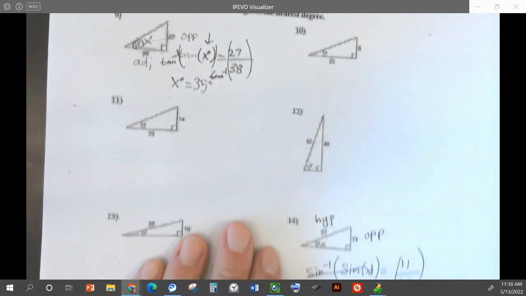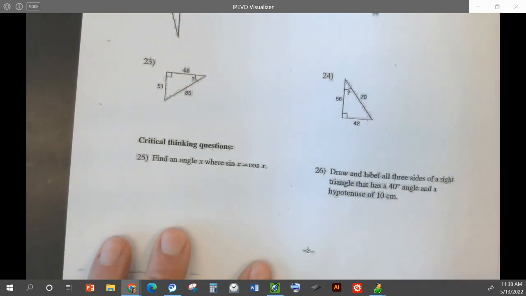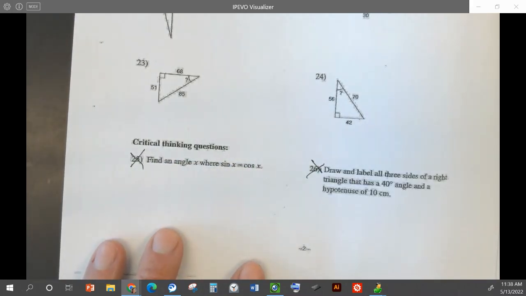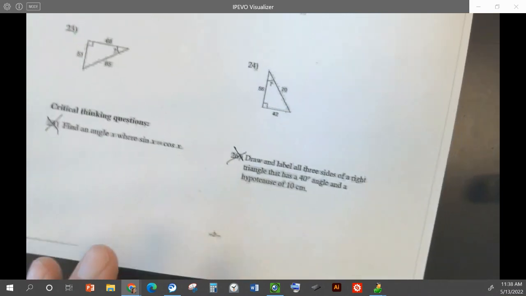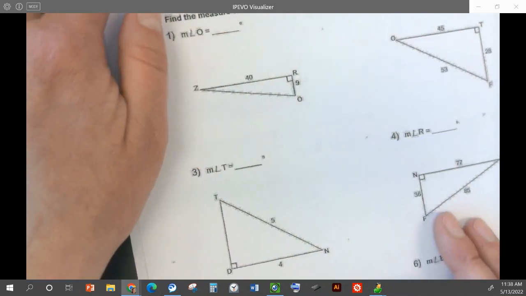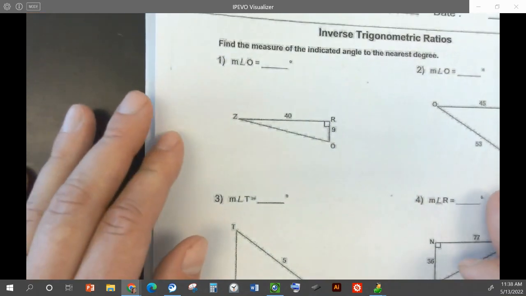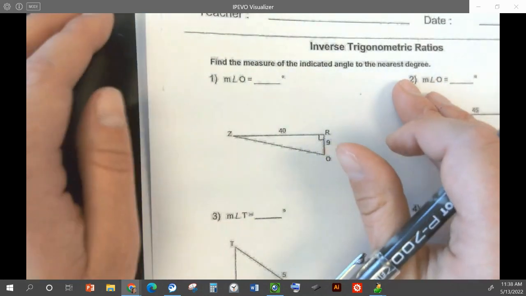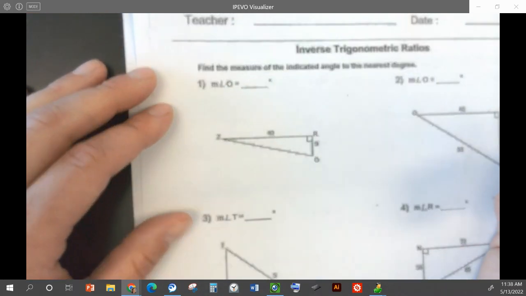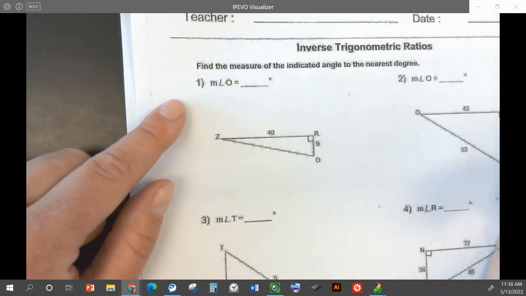Okay, all right. So the back is kind of like that, the back of the first page. Get rid of 25 and 26. Don't do those. We're skipping those. You can do them if you want, but we're going to skip those. Okay, and then the last 2 pages are just the same thing, but they look different. And some of them have the whole triangles labeled. So let's start with number 1 over here.